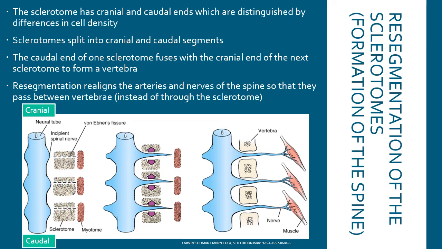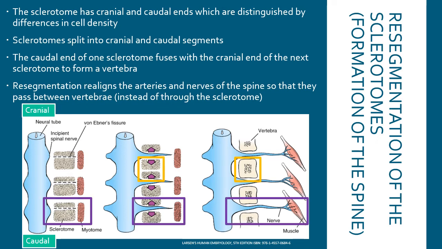So in fact, the vertebrae are formed from cells from two different sclerotomes. And what's interesting about that is that reorganization, or what your book is calling resegmentation of the sclerotomes, alters the relationship of the units, in this case the future vertebrae, with the surrounding support structures, so that now the arteries and the nerves of the spine run in between the vertebrae instead of through the middle of the sclerotomes as they had been before.